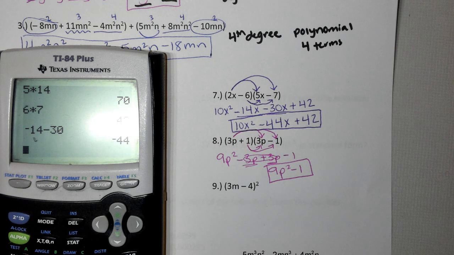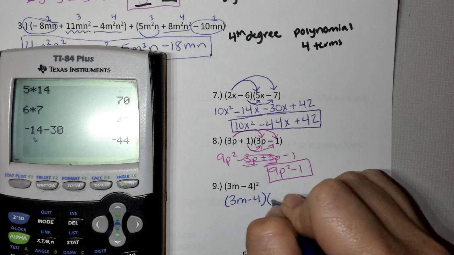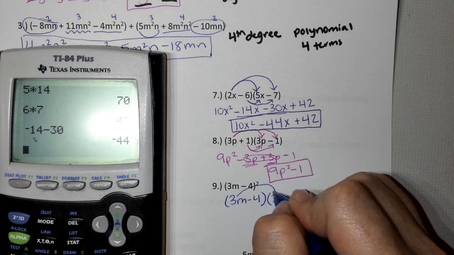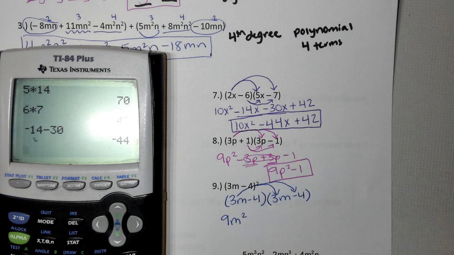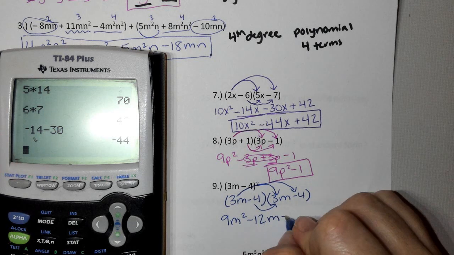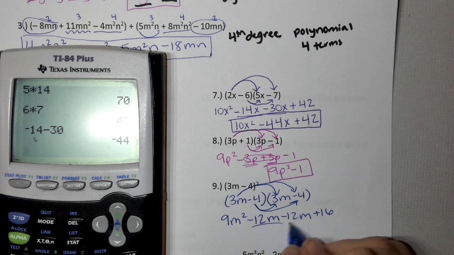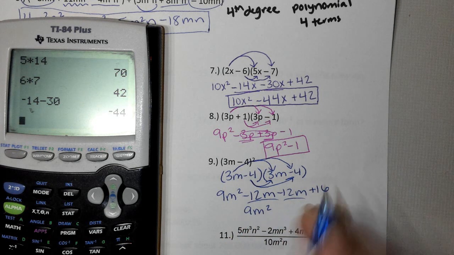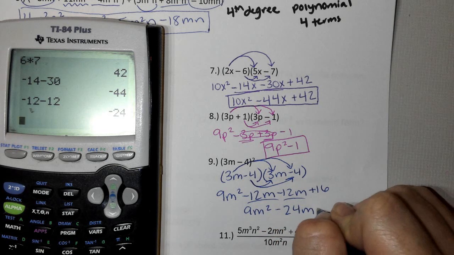Okay, and this last one is a perfect square. So remember, if it's squared, you have to write it twice. You cannot just give that squared to both terms on the inside. So 3m times 3m is 9m squared. 3m times negative 4 is negative 12m. Negative 4 times 3m is negative 12m. And negative 4 times negative 4 is positive 16. Middle two are like terms. So we have 9m squared. Now two negatives don't cancel. Negative 12 minus 12 is negative 24m. Bring down my plus 16.